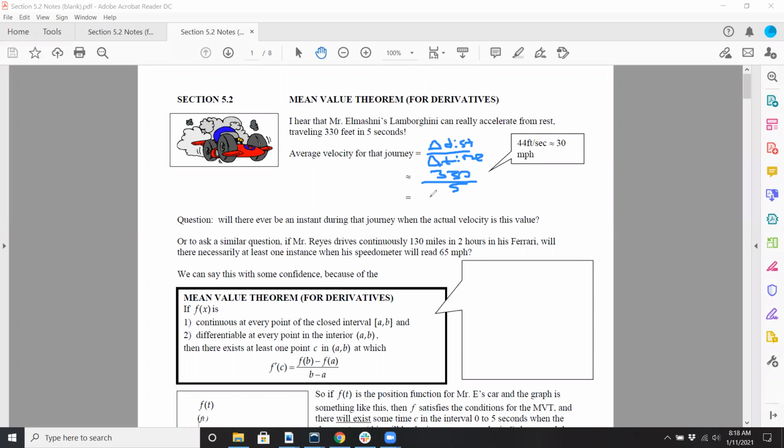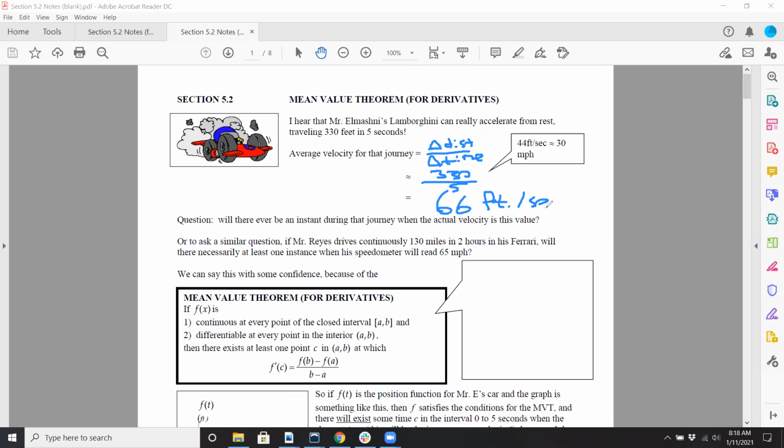45 feet per second. Actually, hold on a sec. 66 feet per second, my bad. Let me undo that because that's a little hard to read. There we go, 66 feet per second.